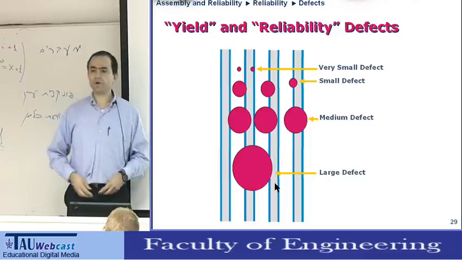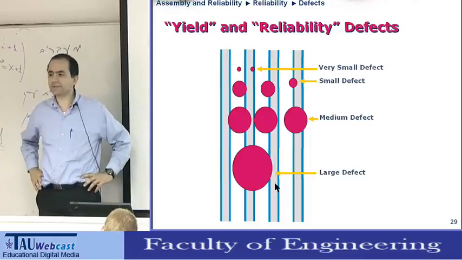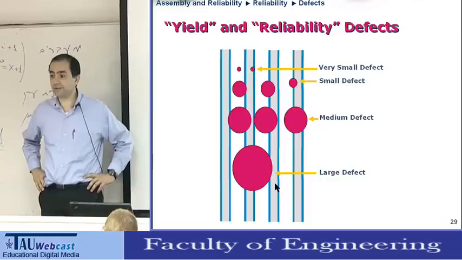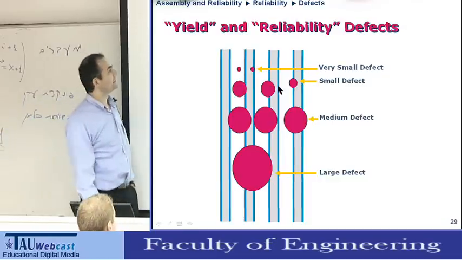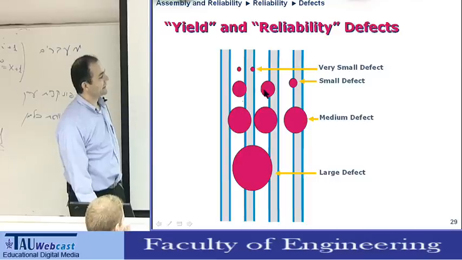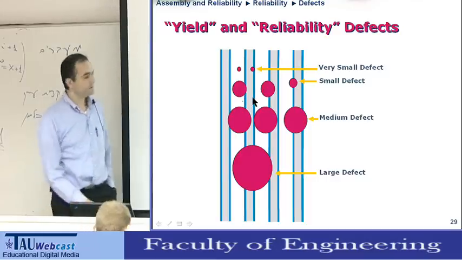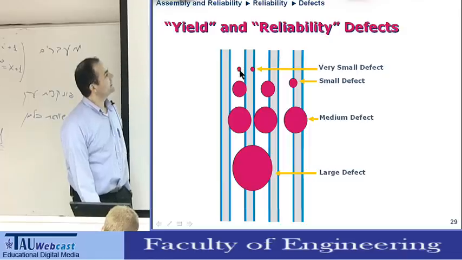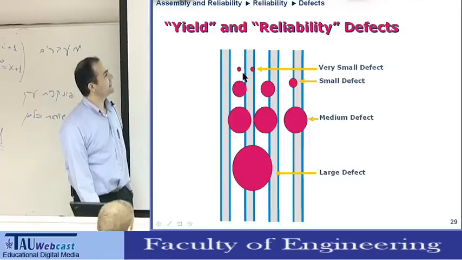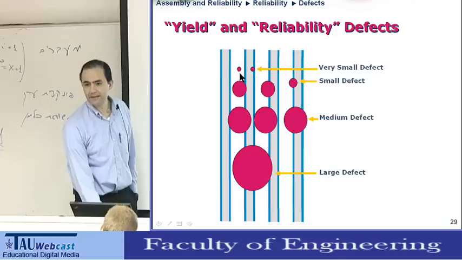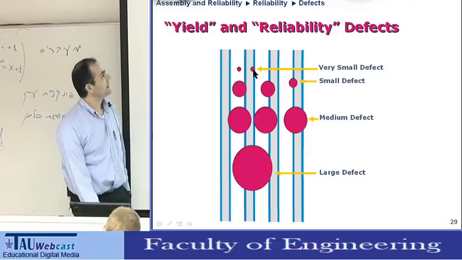Okay. So how do we get that? What are the process mechanisms that generate these fails? So I drew here several lines and with several kinds of defects. Now, these are, let's assume, metal lines, and this is the insulation between the metal lines. Let's start with the very small defects.